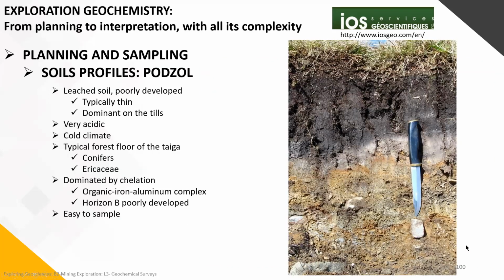We also have, within the podzol soil of the soil profiles, areas of leached soil, so poorly developed. They're typically thin and dominant on the tills. They show very acidic environments within cold climates, and they are typical of the forest floor of the taiga with conifers and ericaceae. They are dominated by chelation and organic iron-aluminum complexes, and the horizon B is poorly developed in those areas, and it is very easy to sample.